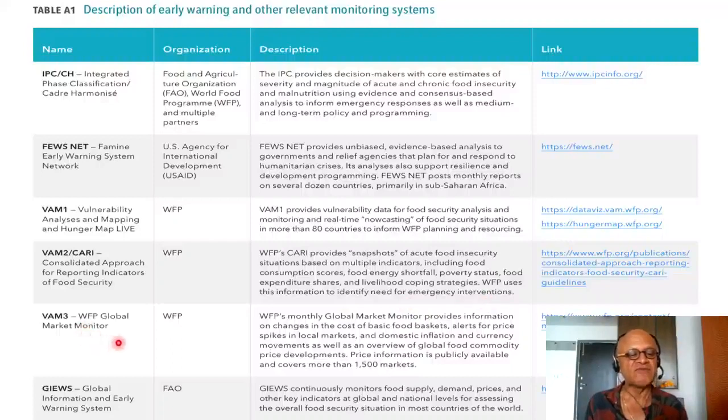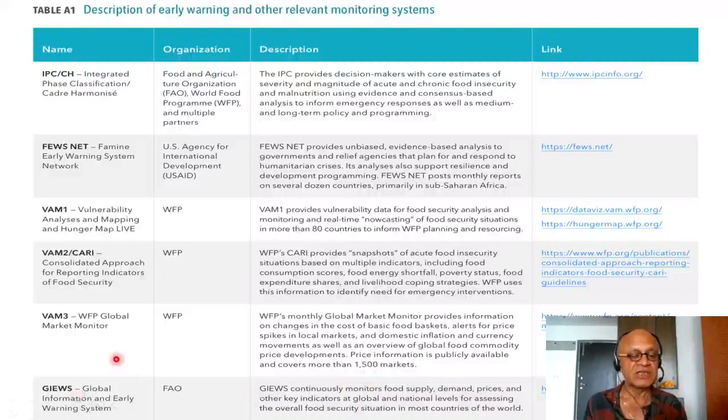VAM 3, this is another WFP, Global Market Monitor. WFP's monthly Global Market Monitor provides information on changes in the cost of basic food baskets, alerts for price spikes in local markets and domestic inflation and currency movements, as well as an overview of global food commodity price developments. Price information is publicly available and covers more than 1,500 markets.